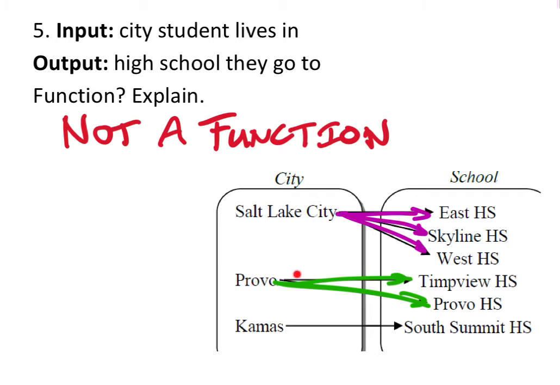Or Provo for that matter, right? If someone said, hey, I live in Provo, you'd say, well, we don't know which high school you go to. But if you lived in Camas, you'd say, okay, we know you go to South Summit High School. So if it was just Camas in here, it'd be like, okay, that's a function. But where we got double and triple arrows coming out of some of the input here, not a function.